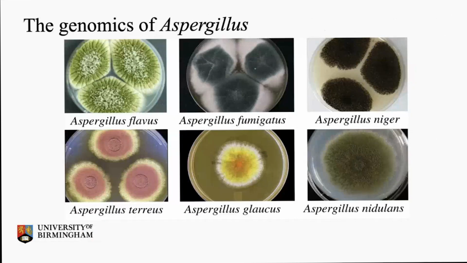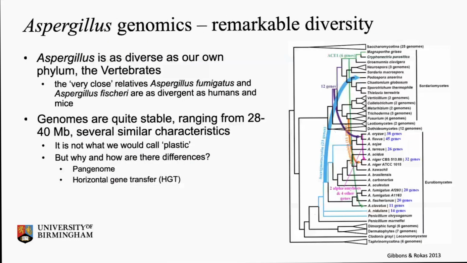Aspergillus phenotypically is extremely diverse. You can see Aspergillus fumigatus here in the center top, but if we look at other Aspergillus species, phenotypically they are all quite diverse and quite beautiful as well. And genotypically, the genomics is very diverse. Aspergillus is as diverse as our own phylum, the vertebrates. If we consider Aspergillus fumigatus and Aspergillus fischeri, they're as divergent as humans and mice are.